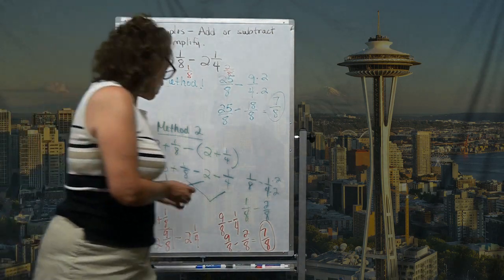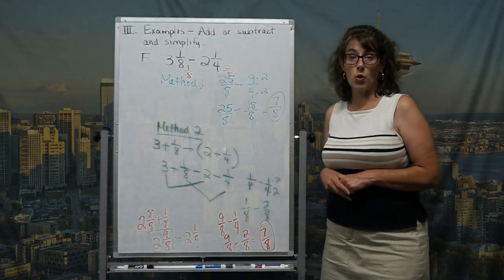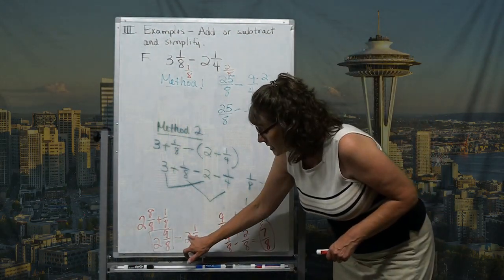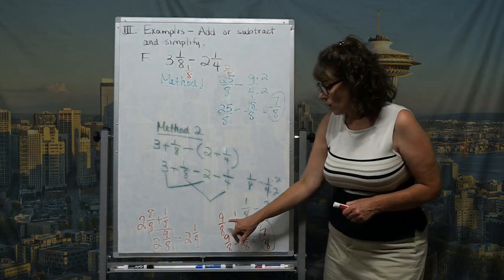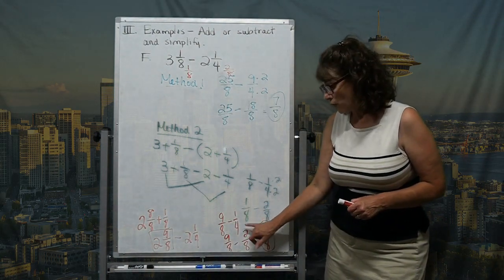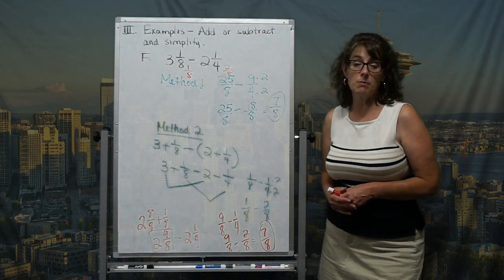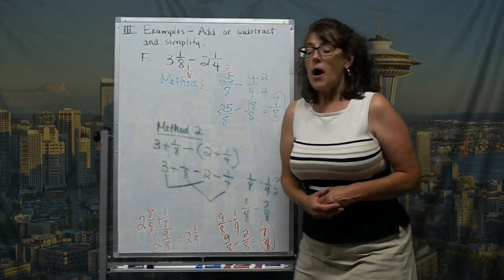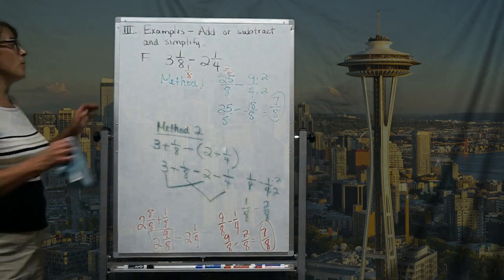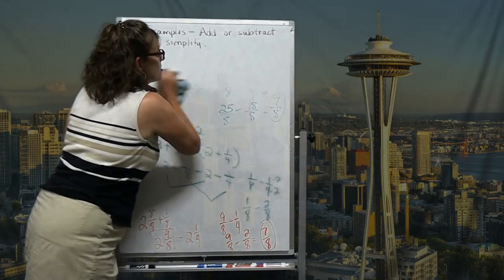Now I can take that 2 9/8, and I can take out 2 1/4, because I can take 2 whole parts from the 2 whole parts. When I take 9/8 minus 1/4, which is 2/8, that leaves me with 7/8. All right, one last example, and that will wrap this up for us.